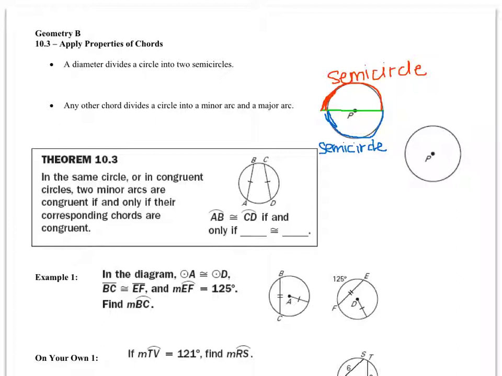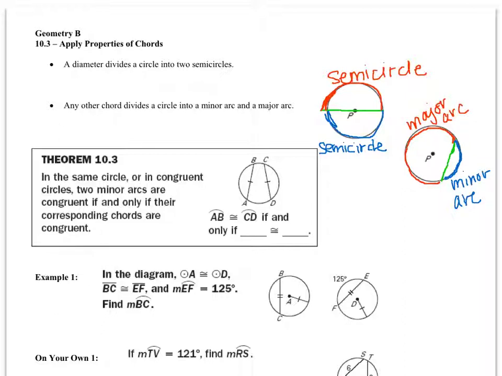And then any chord, it says, divides a circle into a minor arc and a major arc. So if I draw a chord in here, that now is going to split my circle into a minor arc, which I'll draw in blue here. That would be a minor arc, which we talked about in the last lesson. And then it also splits it into a major arc. So this over here would be my major arc.